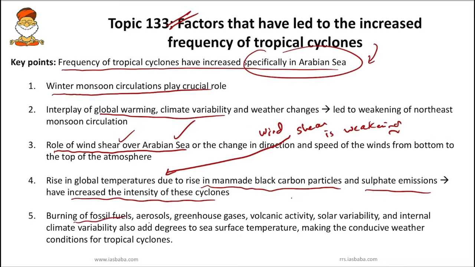It is burning of fossil fuels, aerosols, greenhouse gases, volcanic activity, solar variability, and other internal climate variability. They also add to sea surface temperature. That's why it is making conducive weather conditions for tropical cyclones. So it is increasing the sea surface temperature to almost 27 degrees. That's the reason it is making conducive weather conditions for tropical cyclones. This is the reason why there is increased frequency of tropical cyclones. So these are the factors which you have to remember.